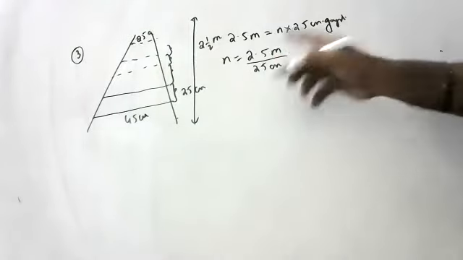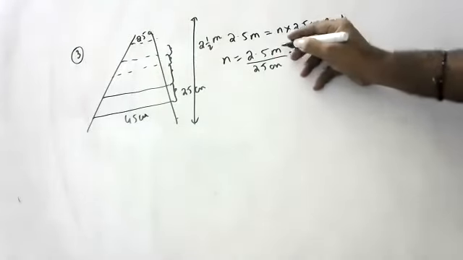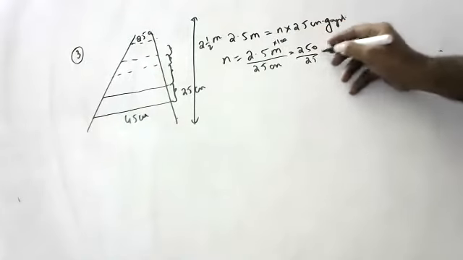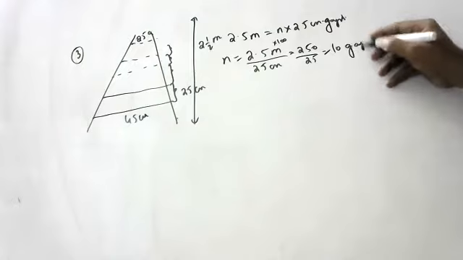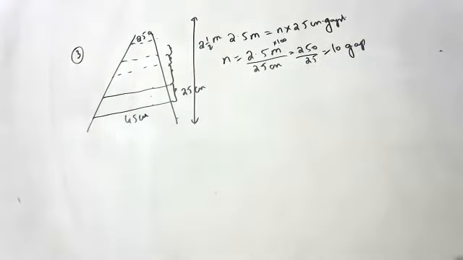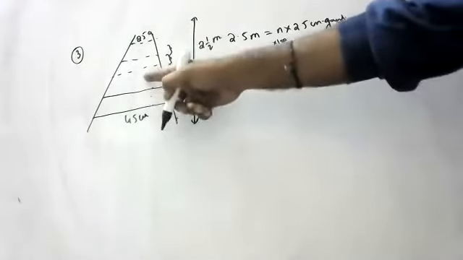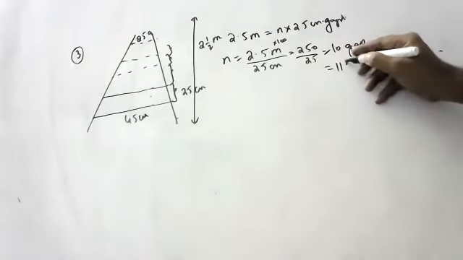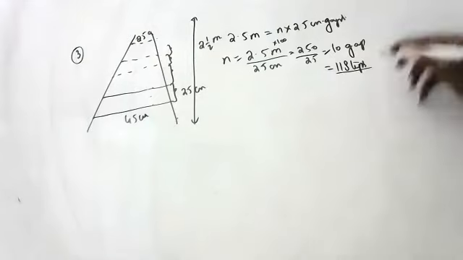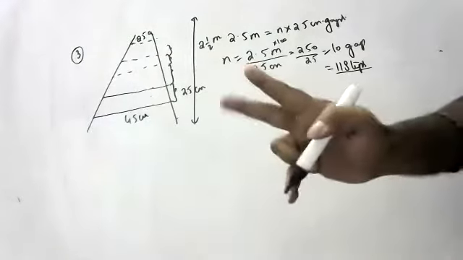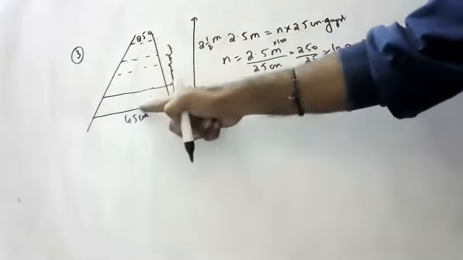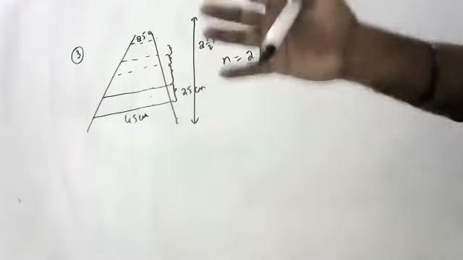How to convert meters to centimeters, children? Into 100. So 250 by 25, there are 10 gaps. Children, for one gap, 2 steps. For 2 gaps, 3 steps. For 3 gaps, 4 steps. For 5 gaps, 6 steps. For 10 gaps, 11 steps.